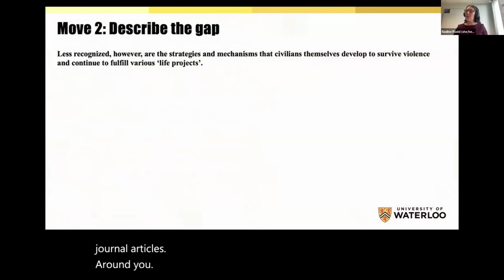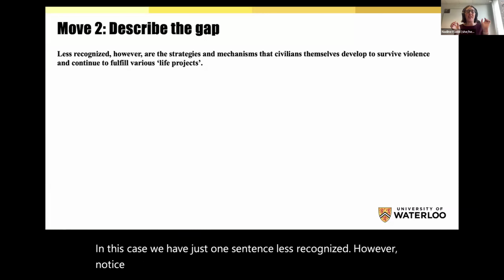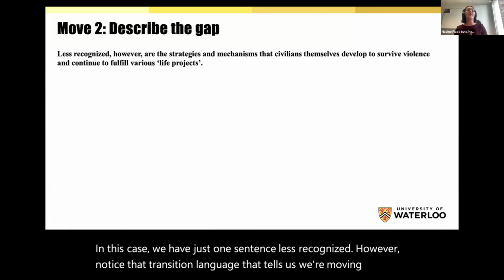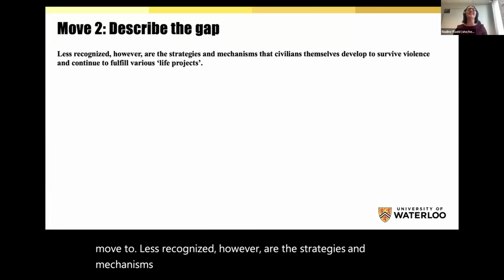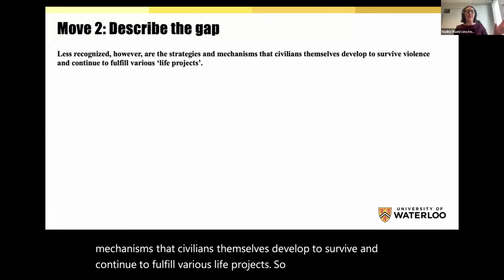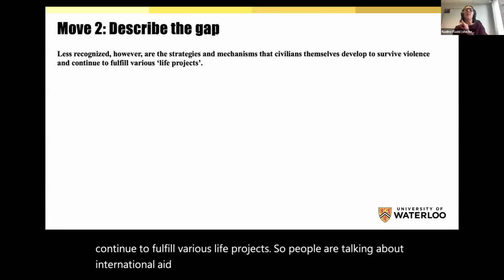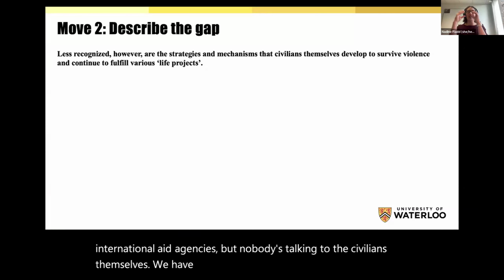For move 2, in this case, we have just one sentence. Less recognized, however. Notice that transition language that tells us we're moving into move 2. Less recognized, however, are the strategies and mechanisms that civilians themselves develop to survive and continue to fulfill various life projects. So people are talking about international aid agencies, but nobody's talking to the civilians themselves. We have the general context, what's missing from the conversation.